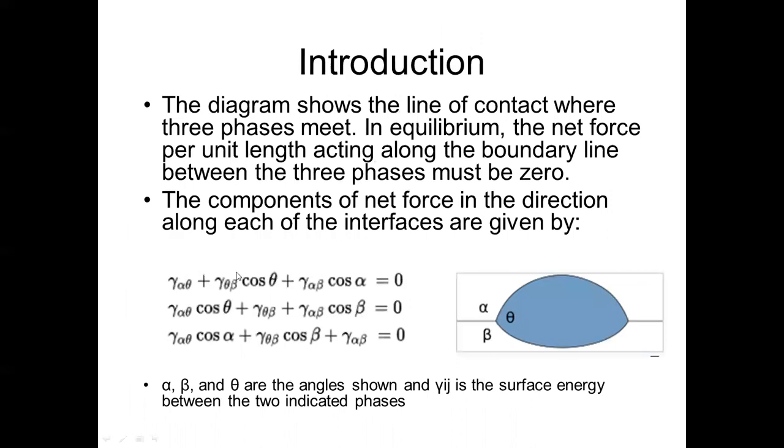So this diagram shows the boundaries between the different interfaces. So we have alpha, beta, and theta at the interface, and we can look at these equations, and these equations are going to show us the components of net force that are driven along the particular axes. So these 3 equations will describe the interface at that particular juncture.